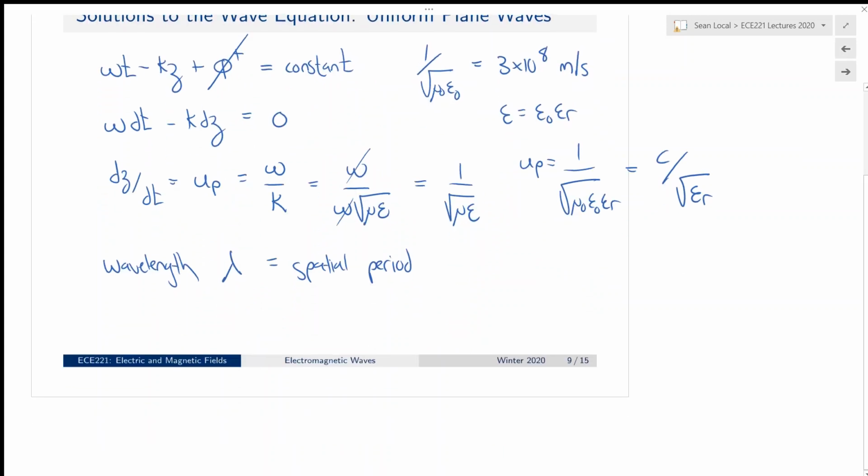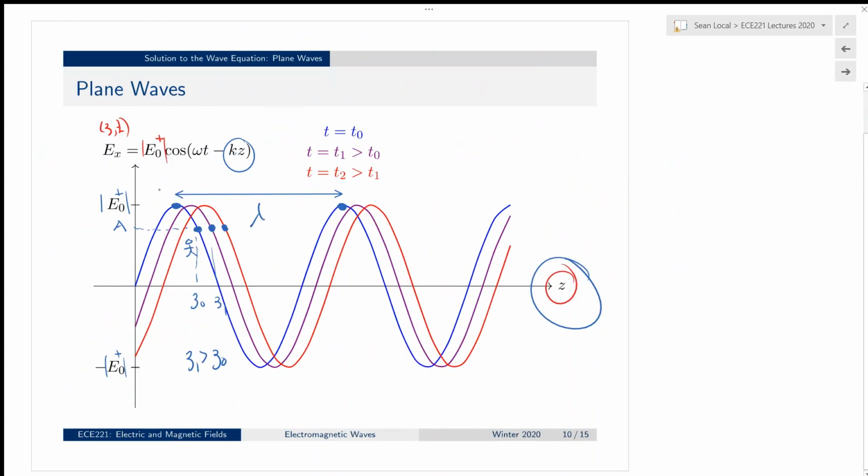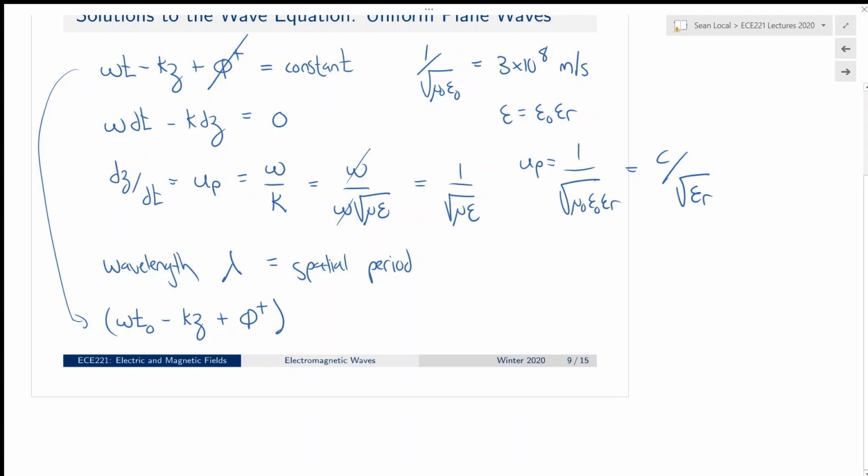We know that the argument to the cosine from up here is omega, and let's say that we're evaluating this at time t naught, so omega t naught minus kz, and if we want, we can reintroduce this arbitrary constant phi plus. So this is the point on our curve over here. This first point is when we evaluate the cosine function at time t naught. In this function here, we didn't include the constant phi plus, but in general it could be included, so I've included it here. So this is at time t naught.